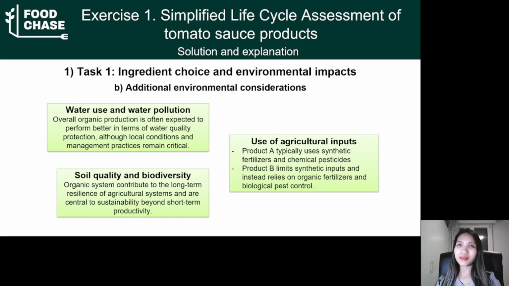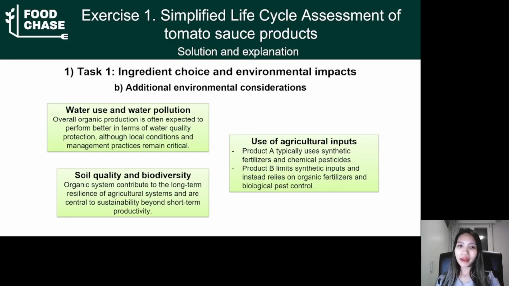In case of product A, because the tomato used in product A comes from traditional agriculture, it can involve the use of synthetic fertilizer that can be a pollutant. So, overall, organic production is often expected to perform better in terms of water quality protection, although the local condition and management practice still remain critical.